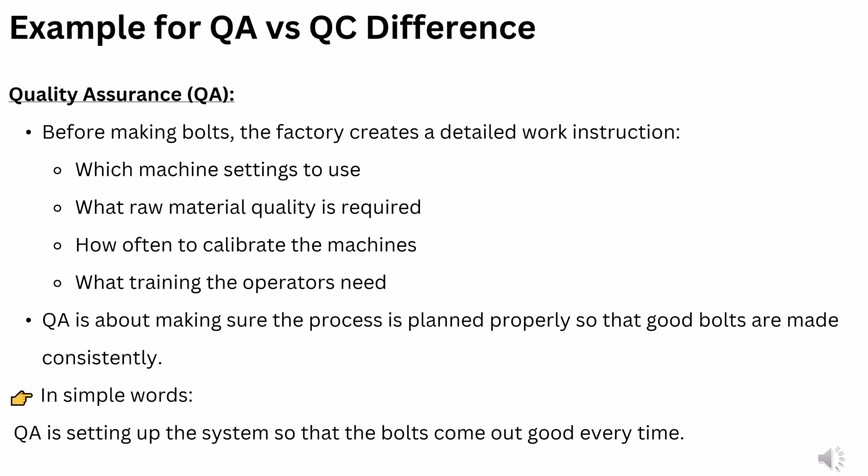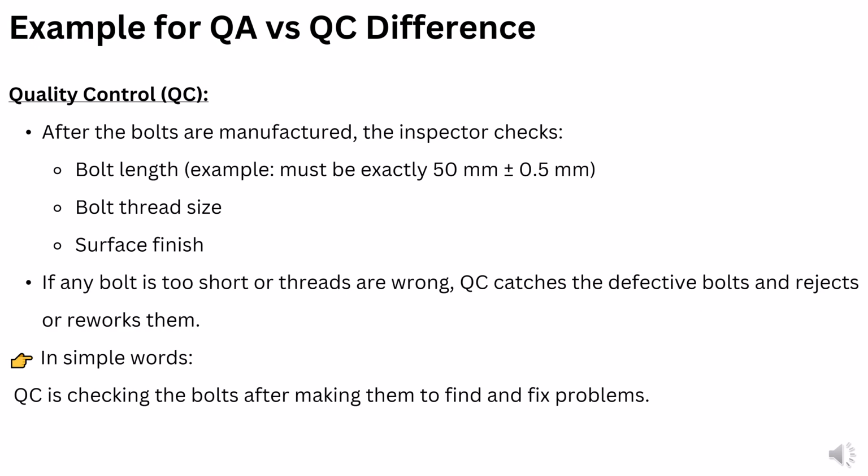QA is about making sure the process is planned properly so that good bolts are made consistently. In simple words, QA is setting up the system so the bolts come out good every time.